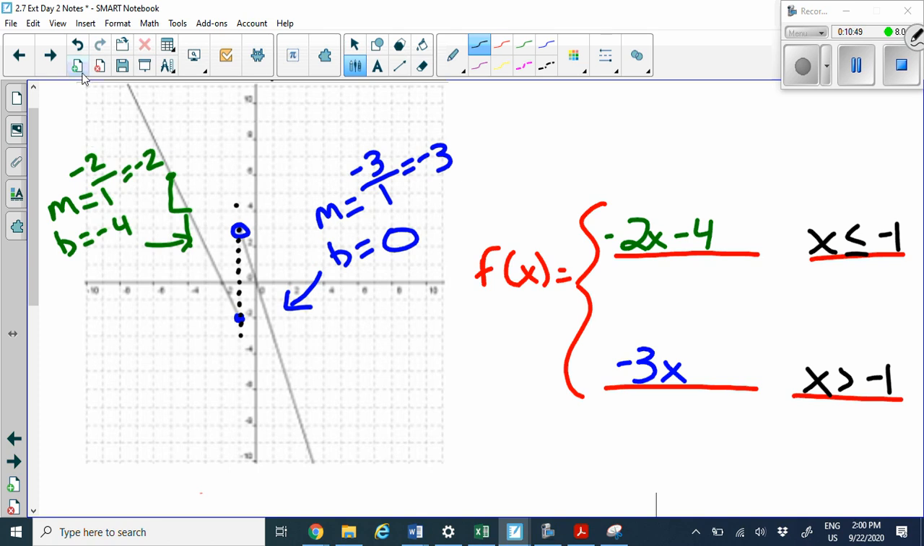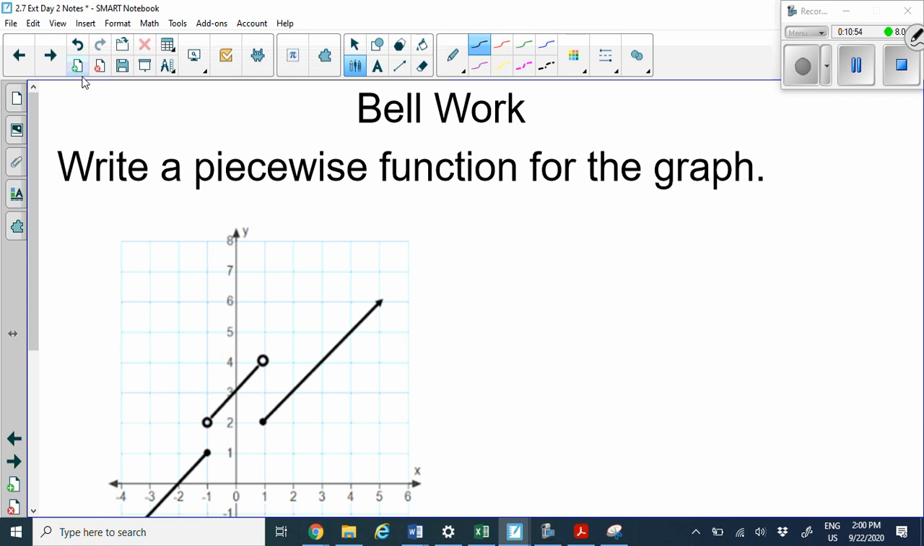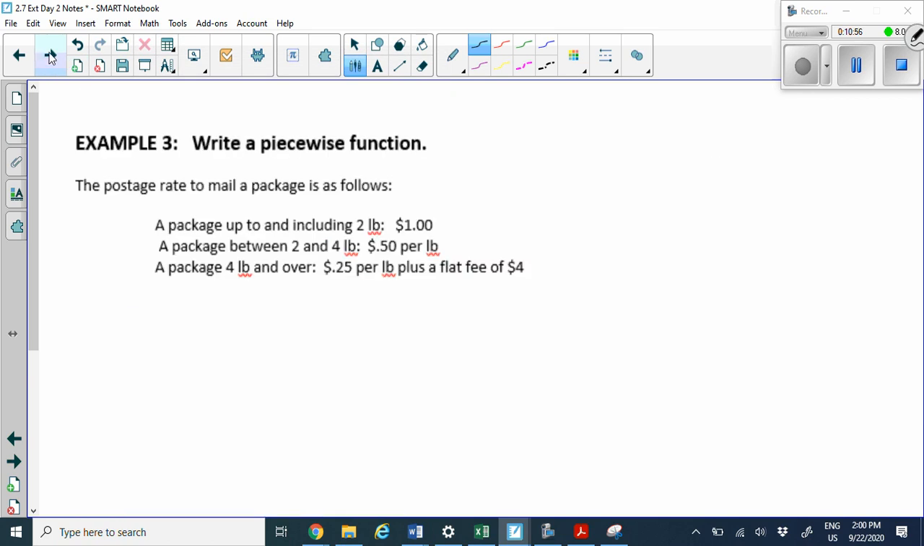Okay, we're going to do one more, and this one's going to look a bit different because now we're going to have three of them.